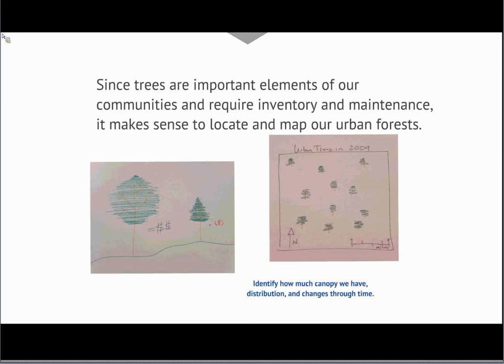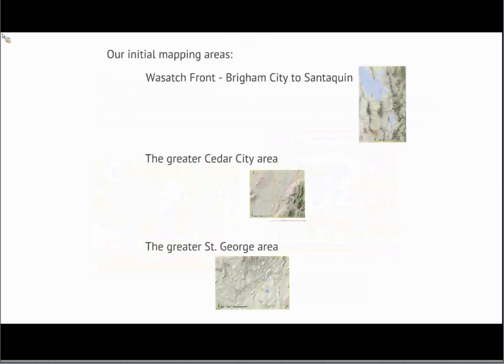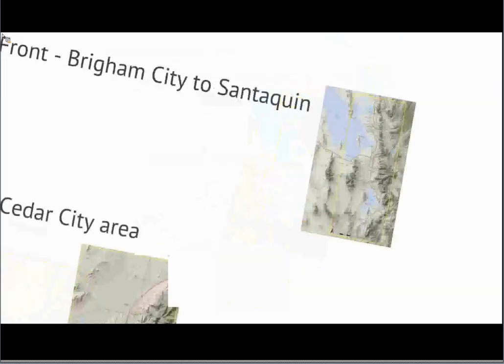Every tree has some value. Some have more, some have less. But it's really important to identify how much canopy we have, what the distribution of that canopy is, and how it changes through time. So with respect to this project, we started out by identifying the areas that we were going to map. Salt Lake County was previously done by Dr. Lowry when he was working on his PhD. However, we selected our areas being from Brigham City, Utah to Santaquin, the greater Cedar City area, and then the greater St. George area.